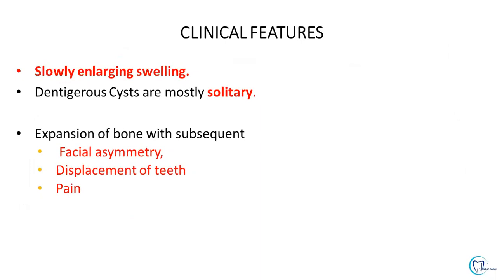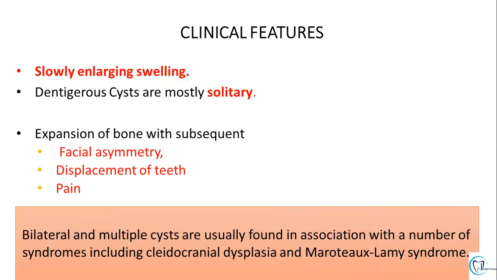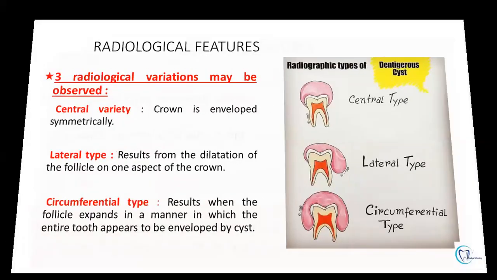Usually, dentigerous cysts are solitary. However, if they are bilateral or multiple, they are commonly associated with syndromes such as cleidocranial dysplasia and Maroteaux-Lamy syndrome. It is an important multiple choice question for your competitive exams that if a dentigerous cyst is associated with multiple cysts, then there is some syndrome. It can be cleidocranial dysplasia or Maroteaux-Lamy syndrome.